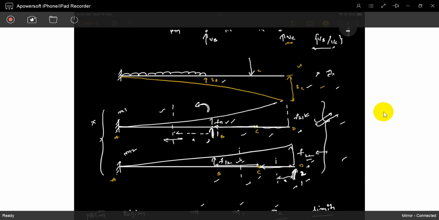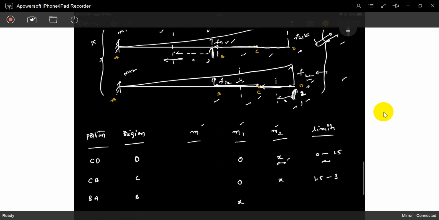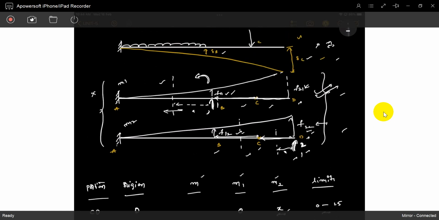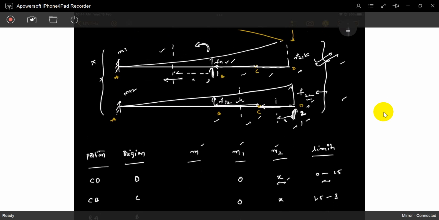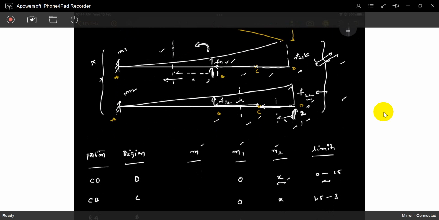So what is M? I will show you. For the BA portion, M1 will come in X. This is A, so what is X? See, I will write it out. If you take this as the portion, and this is the X, so what is the bending moment here?